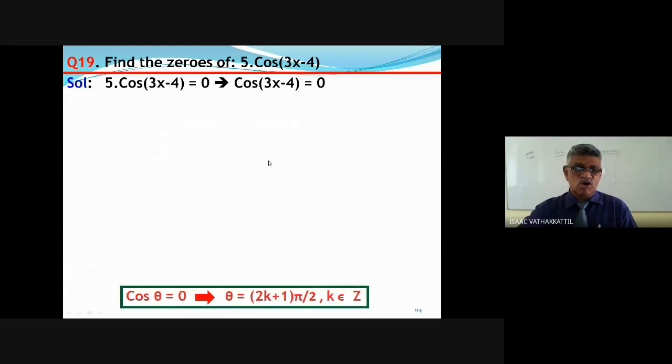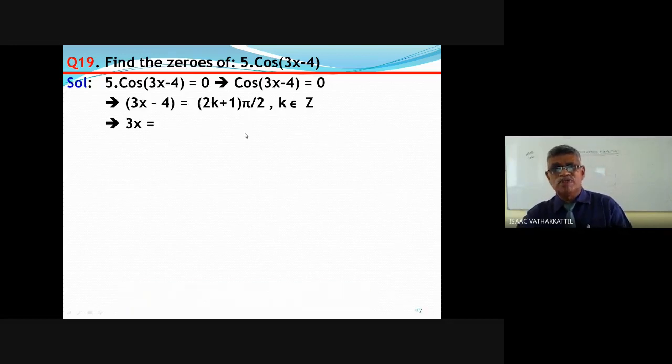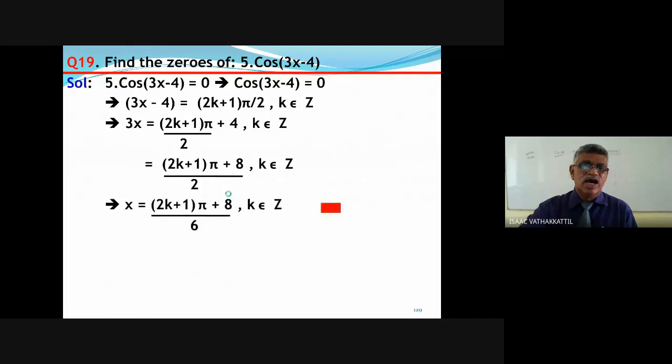Now, cos theta equal to 0, we know, implies theta equal to (2k plus 1) pi by 2. So cos(3x - 4) equal to 0 implies 3x minus 4 equal to (2k plus 1) pi by 2, or 3x equal to (2k plus 1) pi by 2 plus 4. Simplifying, that is ((2k plus 1) pi plus 8) by 2, or x equal to ((2k plus 1) pi plus 8) by 6, k belongs to Z.